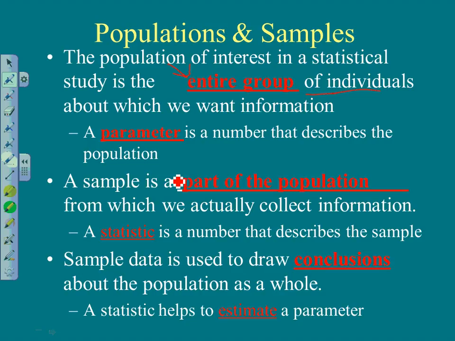Okay, now we have a parameter and a statistic. These are both numbers. A parameter is a number that we get from data from a population. So if I polled all of the plays, so I have the population of all of the plays, and I found that our average yards gained per play was 6 yards, that would be a parameter. It is a number that you get from a population.